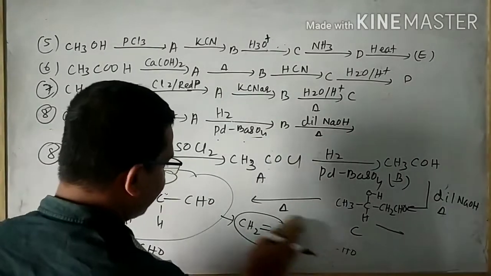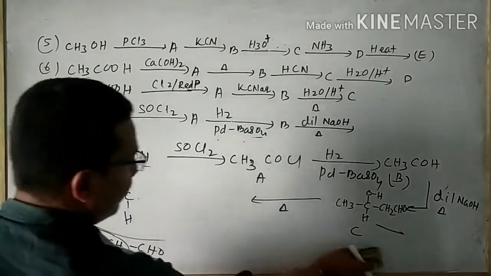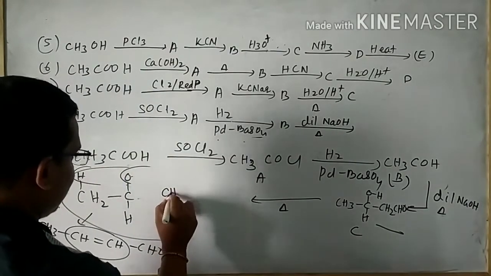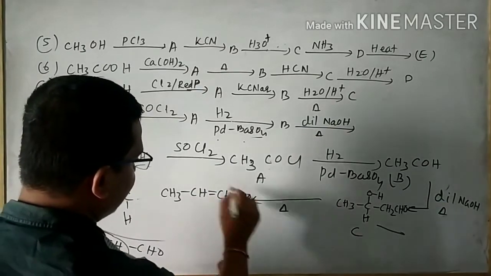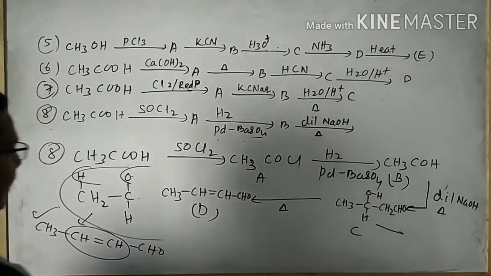That means the product D is what? CH3 CH double bond CH CHO. That is said to be D.